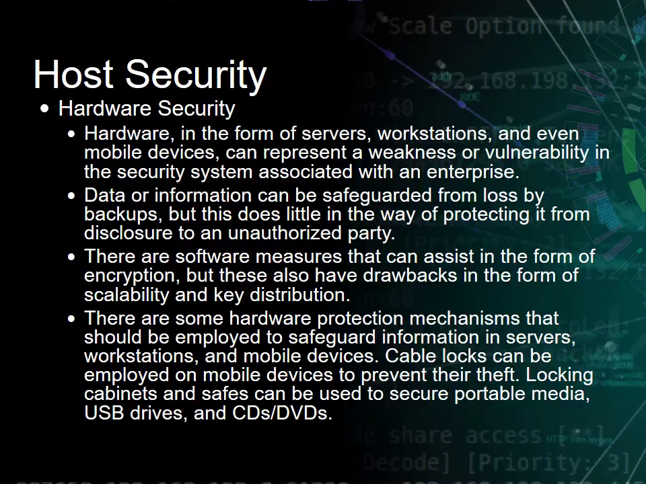There are software measures that can assist in the form of encryption, but these also have drawbacks in the form of scalability and key distribution. There are some hardware protection mechanisms that should be employed to safeguard information in servers, workstations, and mobile devices. For example, cable locks can be employed on mobile devices to prevent theft. Locking cabinets and safes can be used to secure portable media, USB drives, and CDs and DVDs.